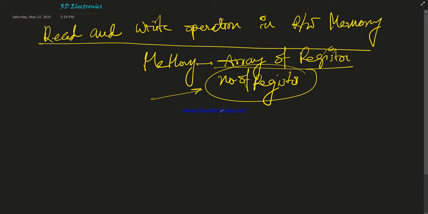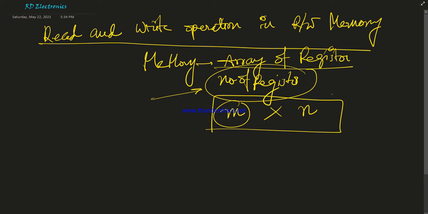So first of all, let us consider there are m number of registers and each register is n bits. Therefore the size of the memory is m cross n bits, also mentioned in bytes. So basically, in a memory there is an array of registers, okay?